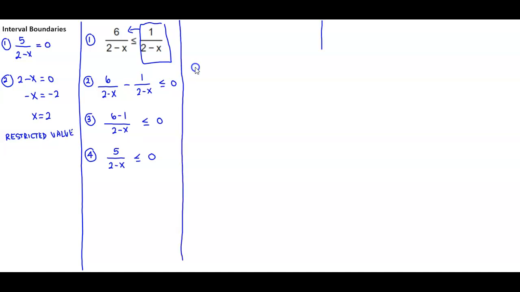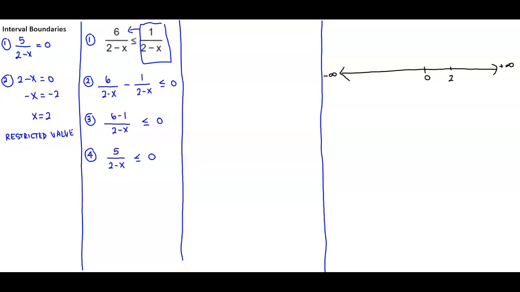Okay, so now we're going to draw our number line so that we can then determine what our intervals are going to look like. So we have 0, it's going from negative infinity to positive infinity, and we can see that the value of 2 is our boundary. So we're going to represent an interval 1 and interval 2. For interval 1, we're going from negative infinity to positive 2. And for interval number 2, it's going to go from positive 2 to positive infinity.